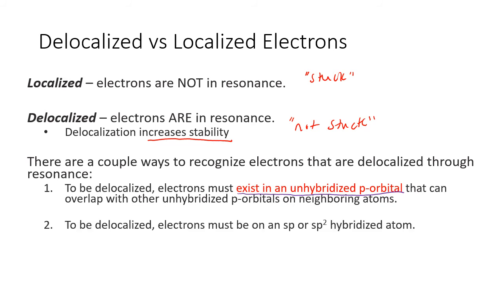They can be delocalized. So electrons must be on an sp2 or sp hybridized atom, not an sp3. If it's sp3 hybridized, there is no leftover unhybridized p orbital. But if you have an sp hybridized atom, then there's two leftover unhybridized p orbitals that didn't go into the hybridization mix. And if you have an sp2 hybridized atom, there's one unhybridized p orbital that did not get thrown into the mix.